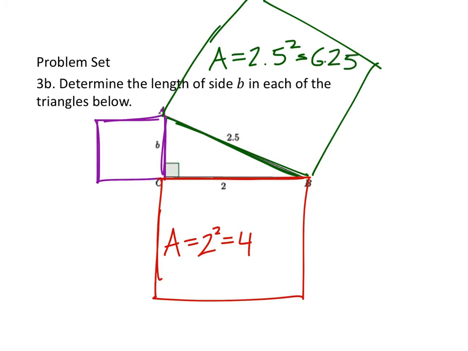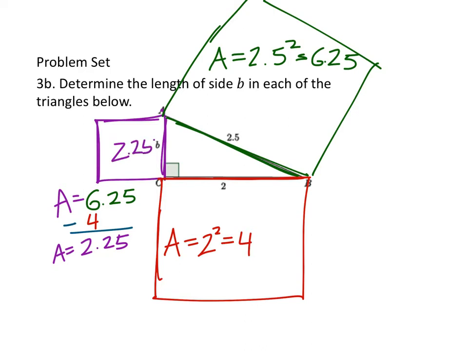So the area of this purple one is going to be the area of the hypotenuse square, 6.25, and we're going to have to subtract the area of the red square, which would be 2.25. Now that's the area of the purple square. So to find the side length of that square, I'm going to take that area, 2.25, and square root it, and then it comes out as 1.5.